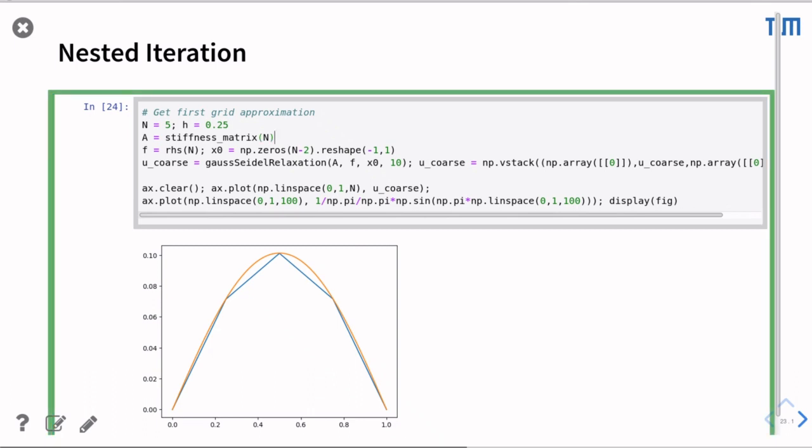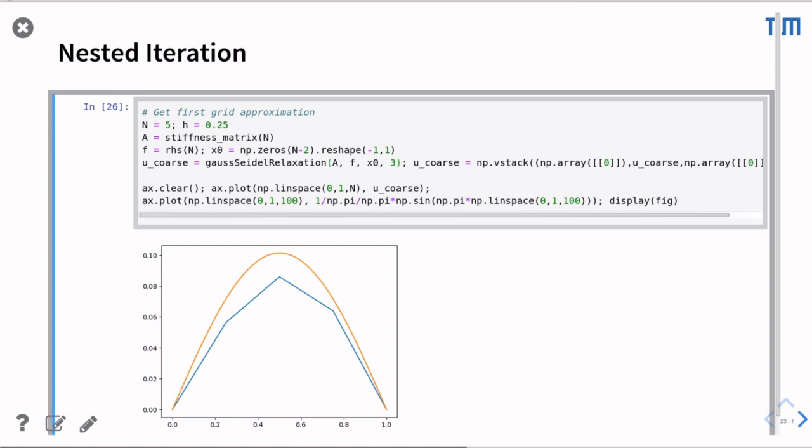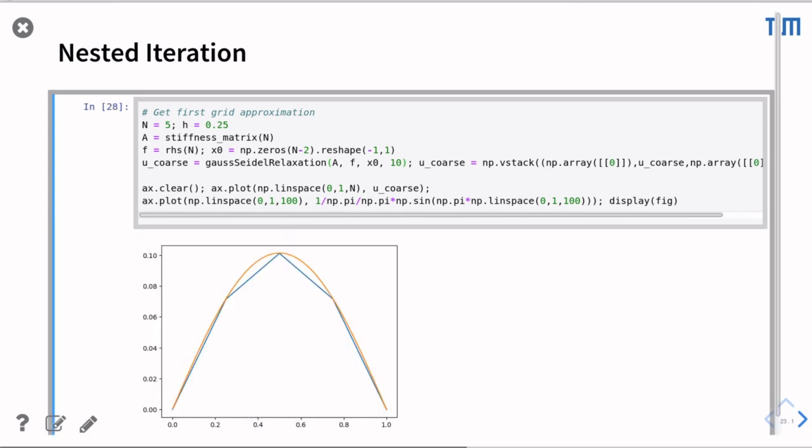We set up our right-hand side corresponding to that. And now we can compute the coarse solution using a Gauss-Seidel method. In orange, again, is the actual exact solution which we know in this case. If we use 10 iterations, because this is a very small matrix, the solution looks really good. But if we use just 1, for example, then the solution is still complete nonsense, right? Let's see, 3 is not enough. 5 is also not enough. Let's stick with 10. Okay, so that's our first grid.